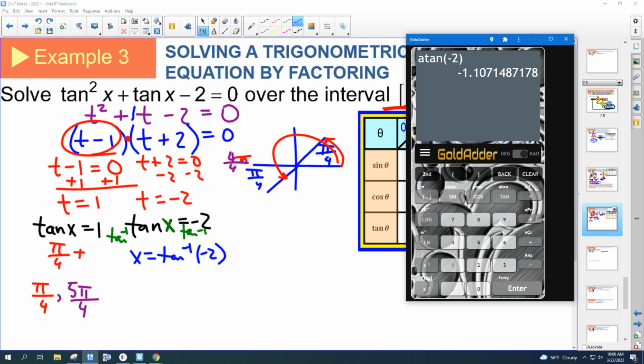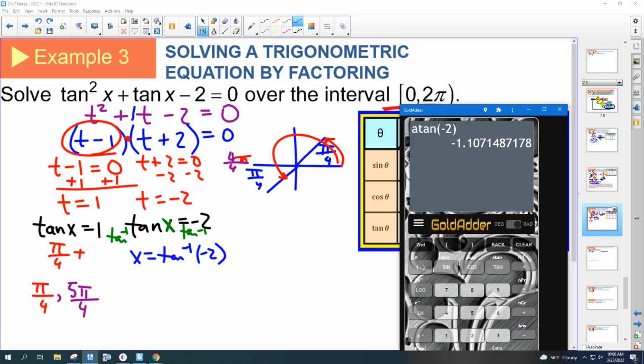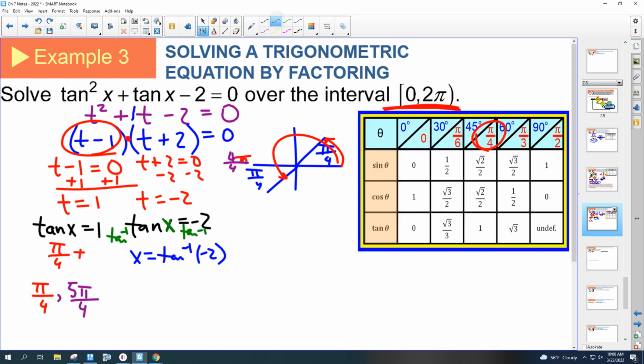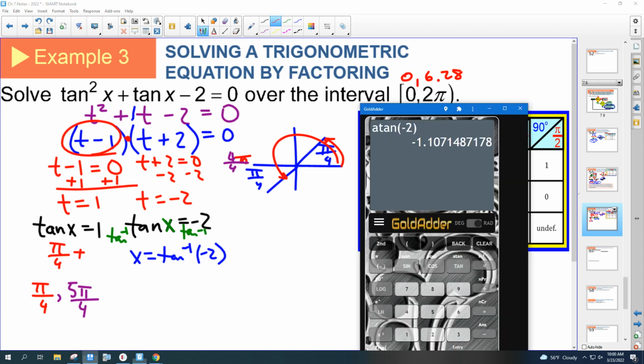Be careful. There's a lot of places where you can run into weird little things. I know the calculator says -1.1, but that's not your answer. That can't be your answer because of this statement right here. It says your answer has to be between 0 and 6.28. 2 pi, 2 times 3.14, 6.28. Your answer has to be between 0 and 6.28. That is definitely not it.